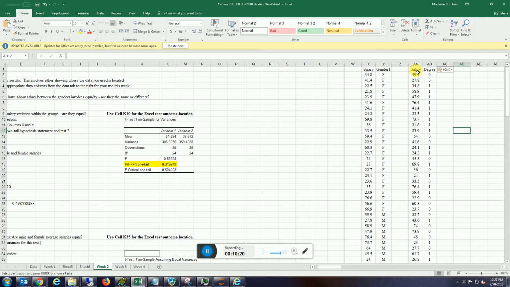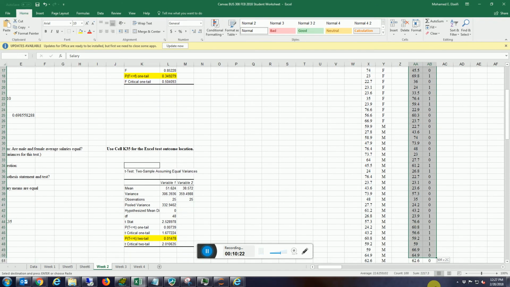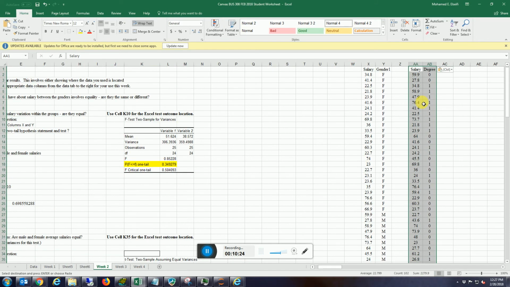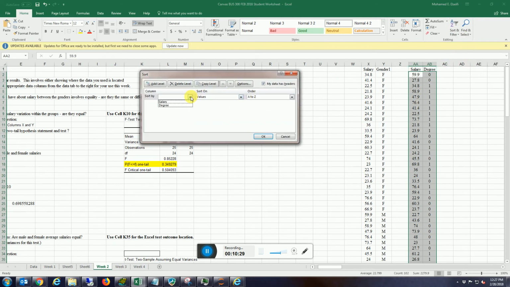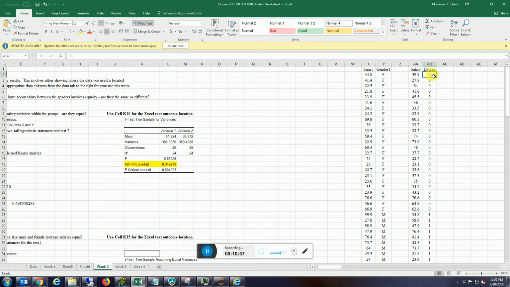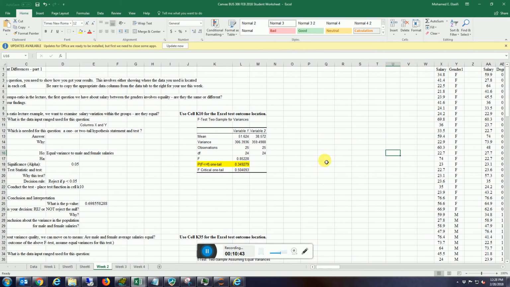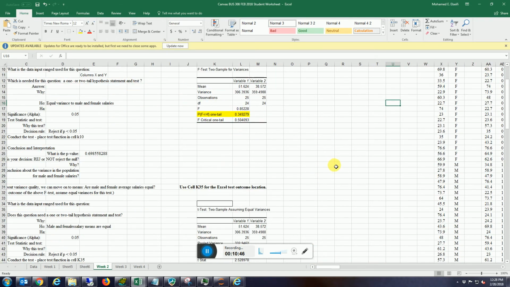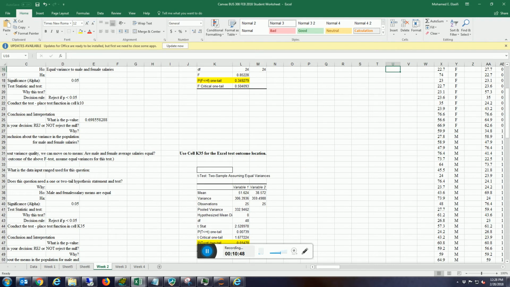Now I'm going to sort one more time. This time I'm going to sort by degree because I want to split them into two groups. One group with advanced degree, which are the ones marked with 1s, and one group with only undergraduate degree, which are the ones marked with 0. Okay, so now that we have our data ready and split into two groups, we can go ahead and conduct the test one more time.